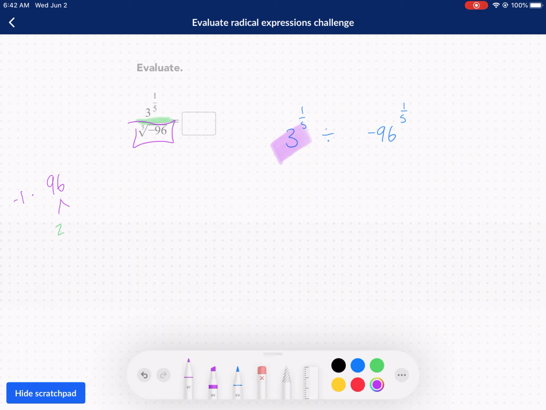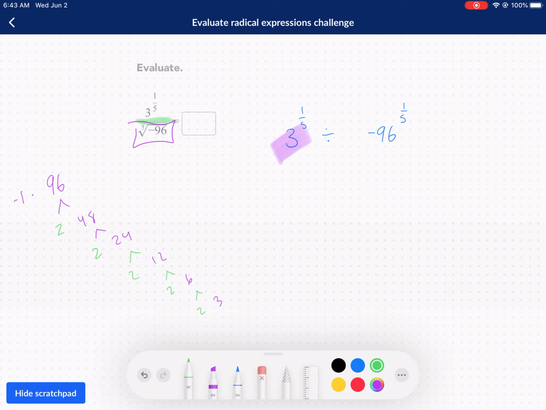48 and 2. Okay, and then I can break that down. Let's see, double check. Okay, that's correct. And then I can break that down into 2 again. That's 24. I can break that down into 2 again. And then that's 12, and I can break that down into 2 again. And that's 6, and I can break that down into 2 again. And that's 3.